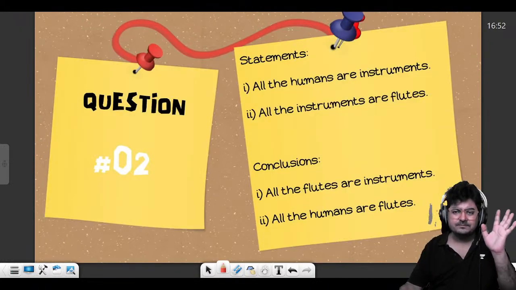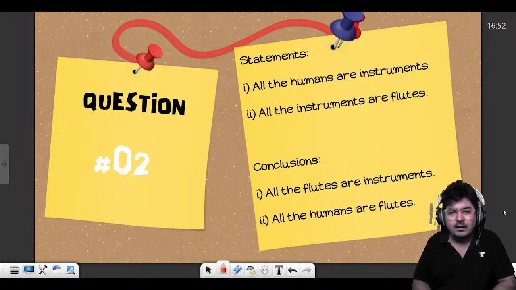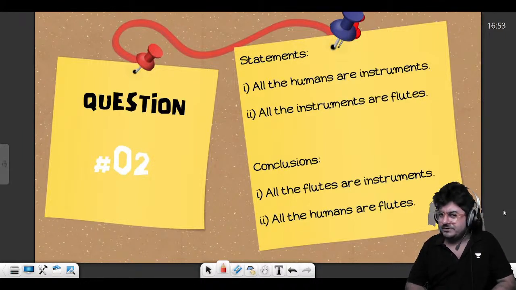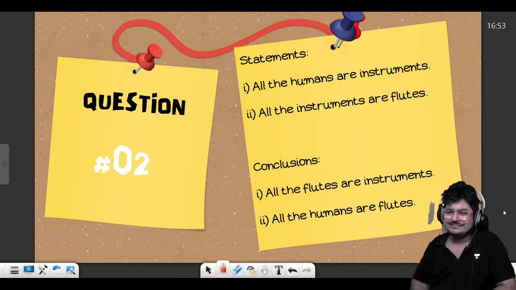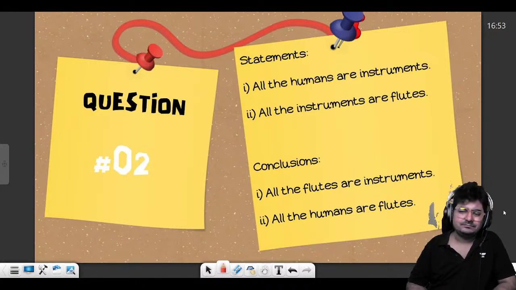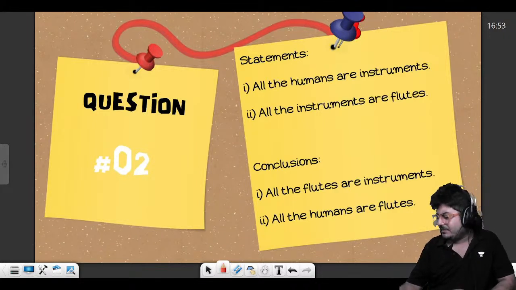Now next question, like this. All the humans are instruments. All the instruments are flutes. So here, that is very easy. Just write the number of correct conclusions. And if you think none of them is correct, then write 0.